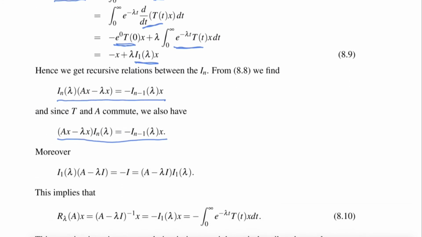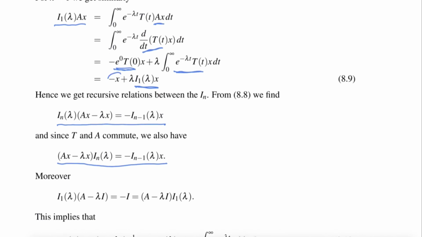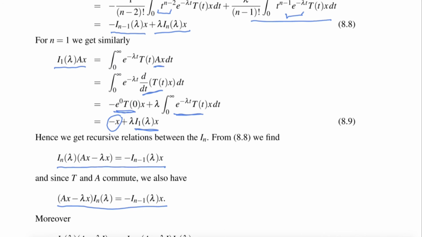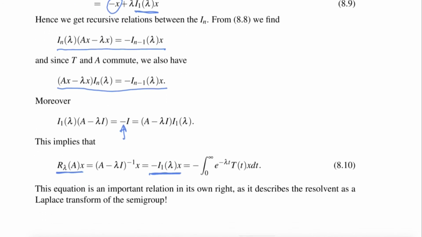For I_1, we get an x here. So this is the identity operator or the minus identity operator. And so then we get I_1 times (A minus lambda I) is the identity or the negative identity. And (A minus lambda) I_1 is also the negative identity. So I_1 is the resolvent. That's what we find. We find minus I_1 is the resolvent. Wow! This came from these integration by parts and recursive relations.